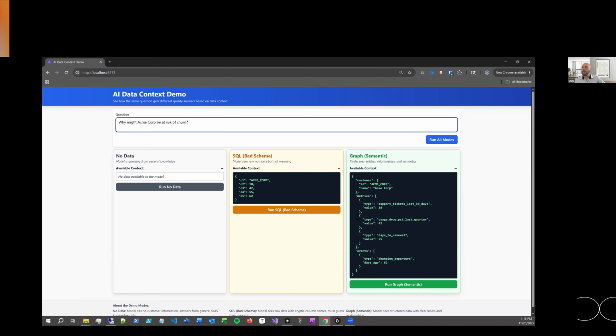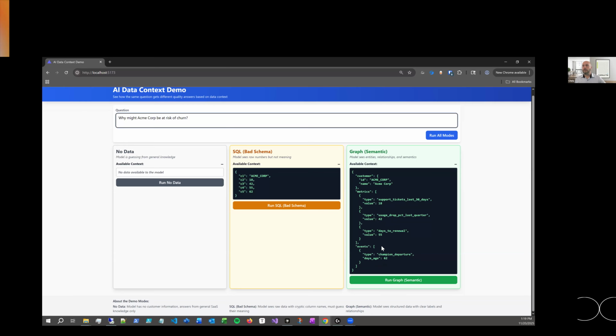And then we have here a graph representation of this, so that we could say, okay, this is a customer, and their ID is Acme Corp, right? And then there's some metrics here. So we're putting some values to this. Support tickets last 30 days, 18, usage drop percentage last quarter, 42, et cetera, right? So we're giving some meaningful relationships that an LLM can get some inference from.